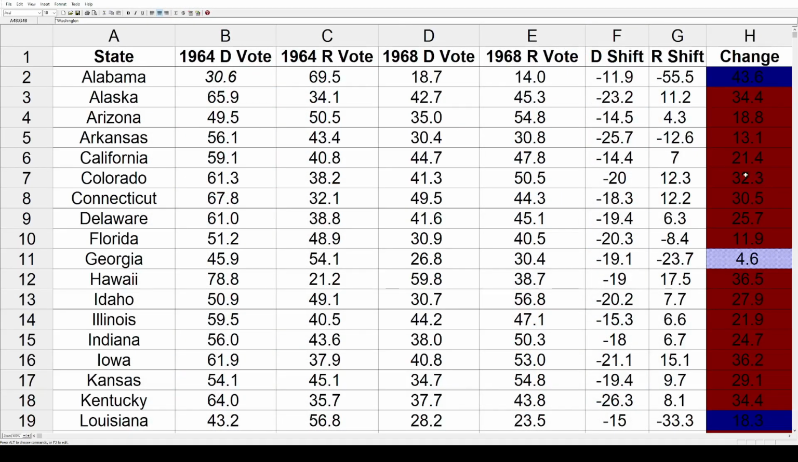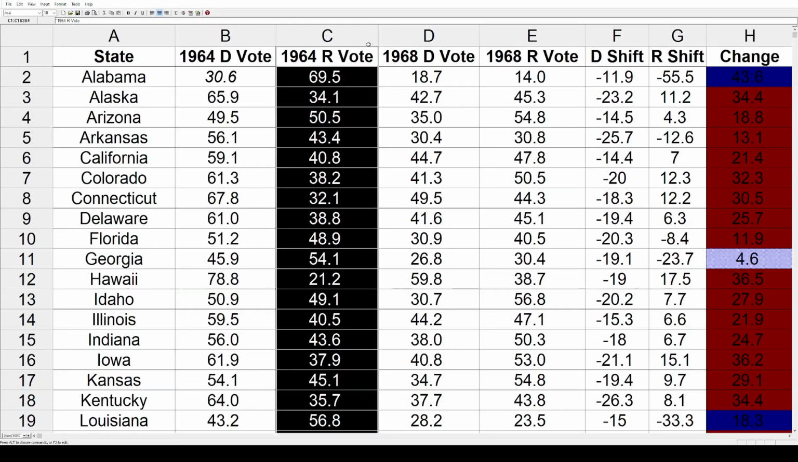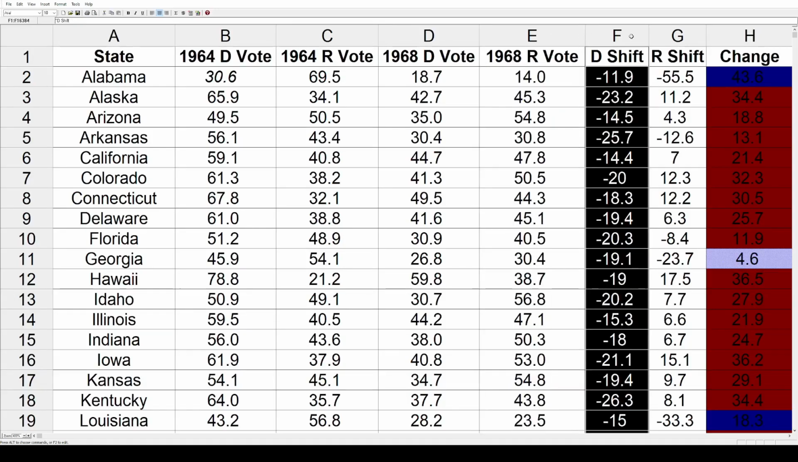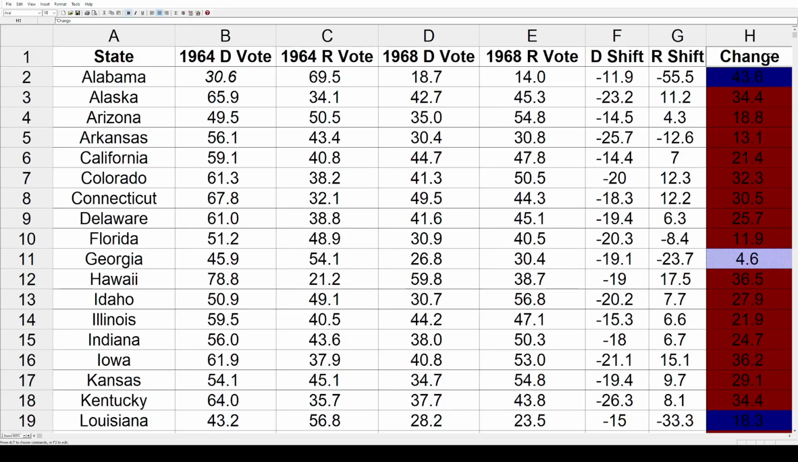So let's take a look at the spreadsheet. We've got the states here in the first column, then we've got the 64 Democratic vote, Lyndon Johnson, the 64 Republican vote, Barry Goldwater, then we have the 68 Democratic vote, Hubert Humphrey, the 68 Republican vote, Richard Nixon. The next columns are the Democratic shifts between those two elections, followed by the Republican shifts, and the last column is the net change between the two parties between the two elections. And there's also shading in this column. The darkest colors are 10 or more point shifts, the lightest colors are under 5-point shifts, and most of these are hard shifts toward the Republicans, again coming from a high point with the Democrats and following that up with a solid win for the Republicans.